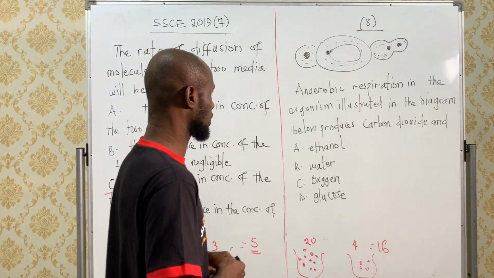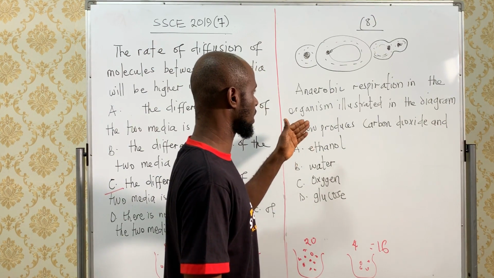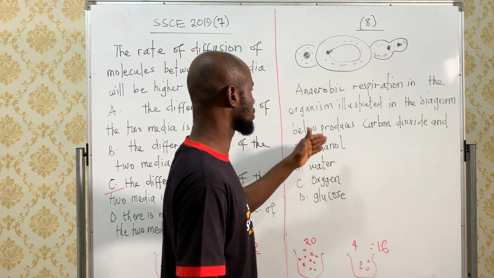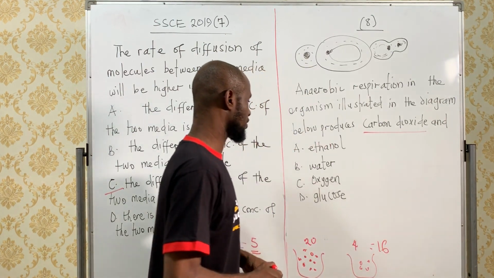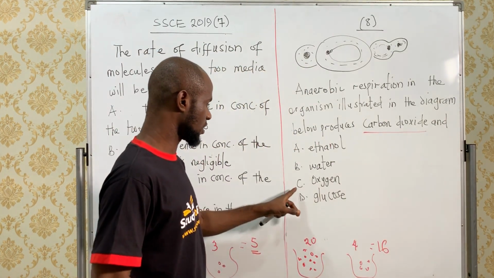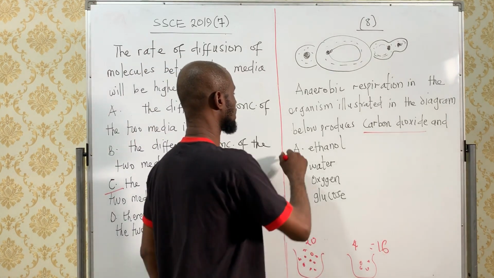Now let's go to question 8. Anaerobic respiration in the organism is illustrated in the diagram below. It produces carbon dioxide and dash. A, ethanol. B, water. C, oxygen. D, glucose. So the answer here is ethanol.